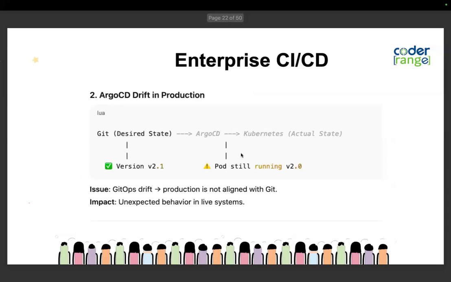The second problem that we face is Argo CD drift. Generally, your Git will have the desired state and your Argo CD has to update the Kubernetes actual state. Actual state means what? Let's say the desired state is 2 replicas, but there is still a pod running with the older version. So production is not aligned with your Git, and unexpected behavior in the live system will happen. Argo CD connects Git to the Jenkins pipeline in production, and we face this issue.